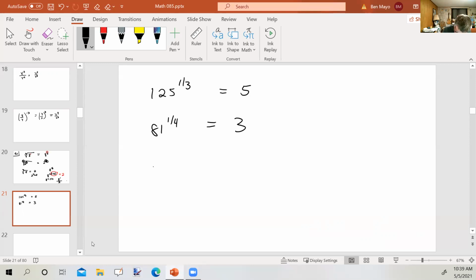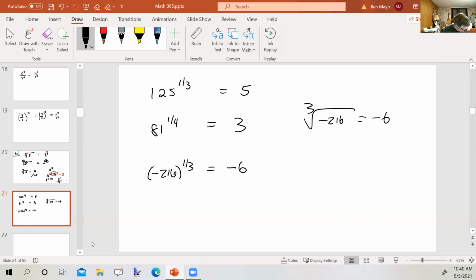Let's see here. Negative 216 to the 1/3 power. Let's see, 7 times 7 times 7, no, that's too big. 6 times 6 times 6. So this would be negative 6. Okay, it's the same thing as taking the cube root of negative 216, which is negative 6.